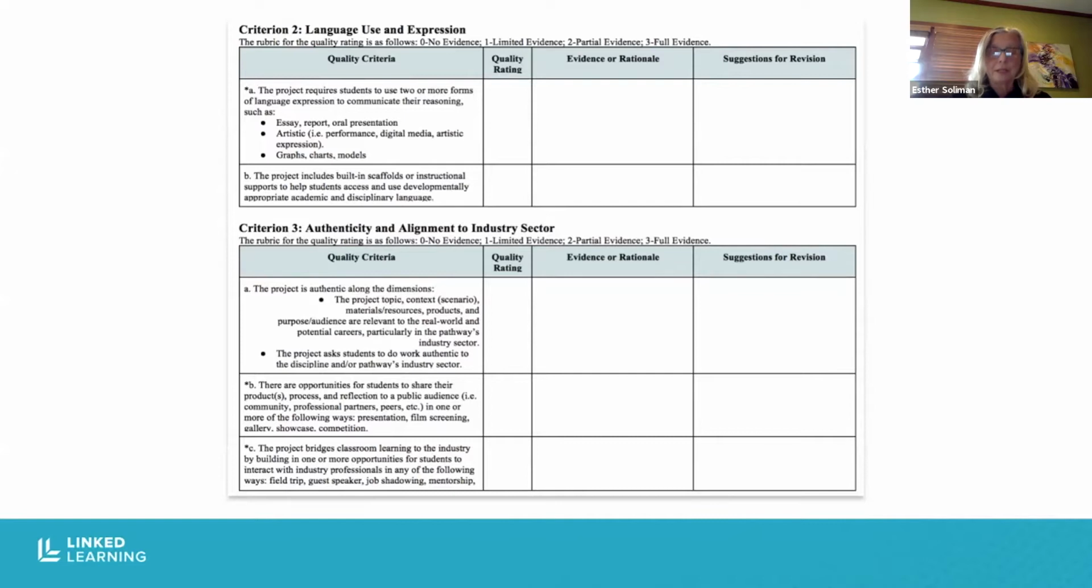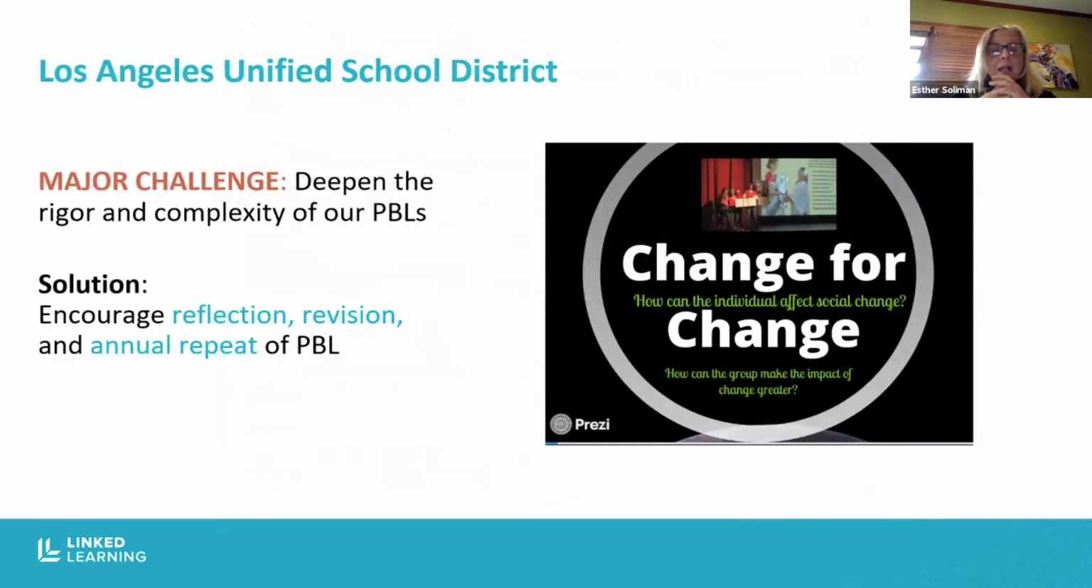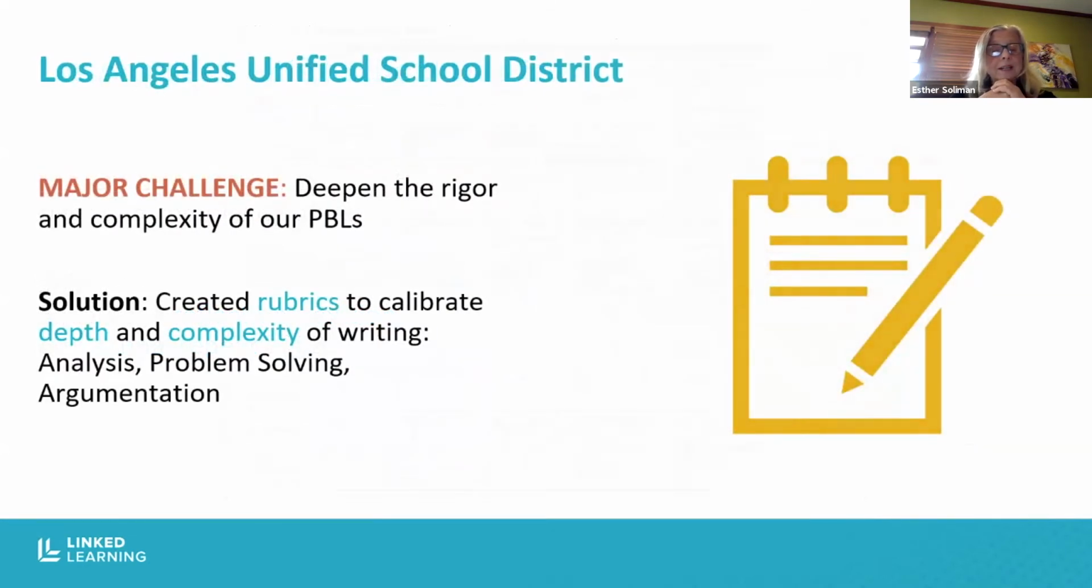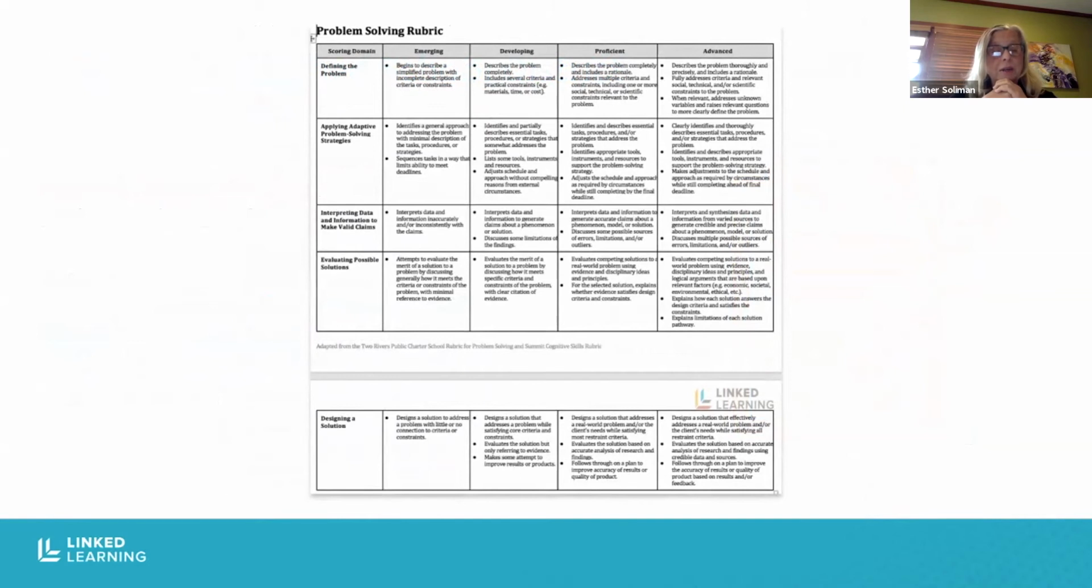The last 2 criteria are scoring tools for feedback and processes for reflections and revisions. If we want to make our PBLs more rigorous, then we should find the ones that we have implemented and continue to revise them. Next. Some PBLs should not be repeated, but when you have ones that are truly engaging students in meaningful work, then keep reflecting and revising them. You can go to the change for change slide, please.